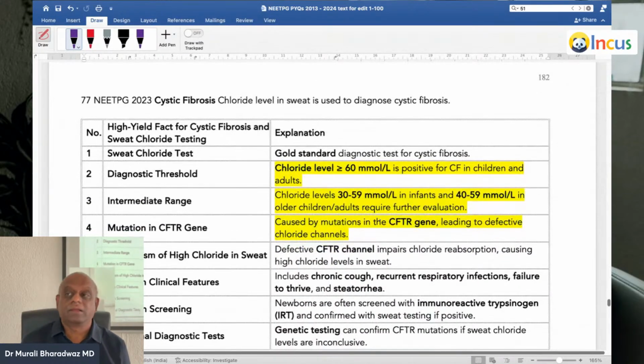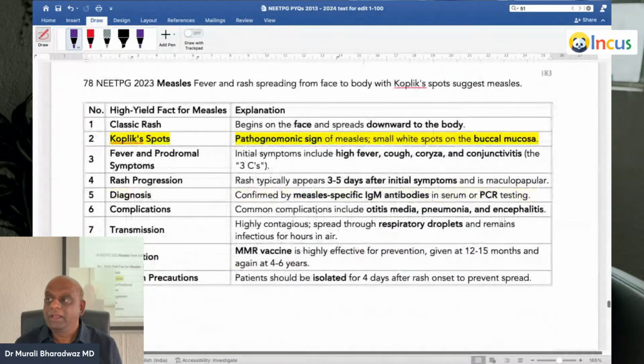In cystic fibrosis, what happens to the chloride level in the sweat? Typically, it will be increased more than 60 millimoles per liter. Normal people may have less than 30. So 30 to 59 is called intermediate, and 40 to 59 is also called intermediate. More than 60 is definitive.